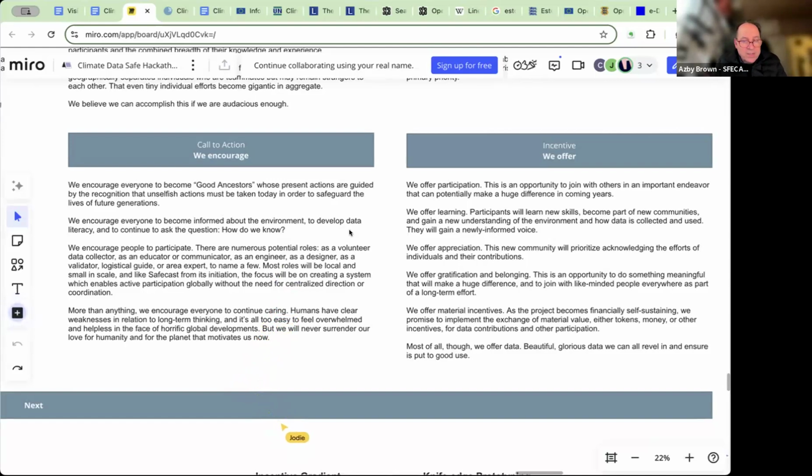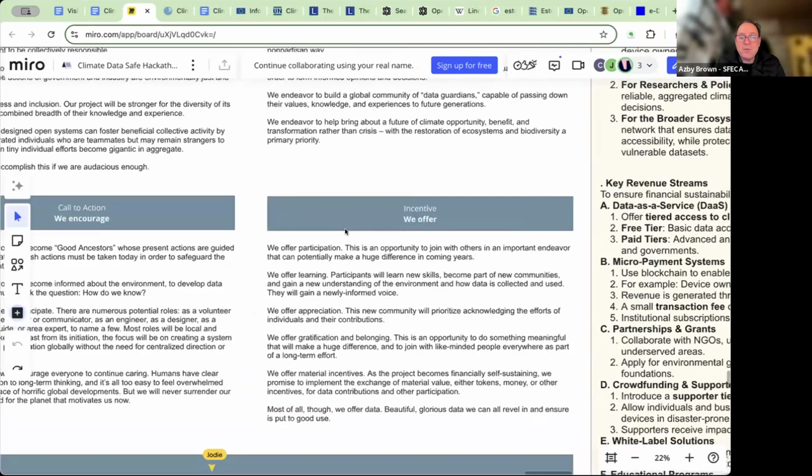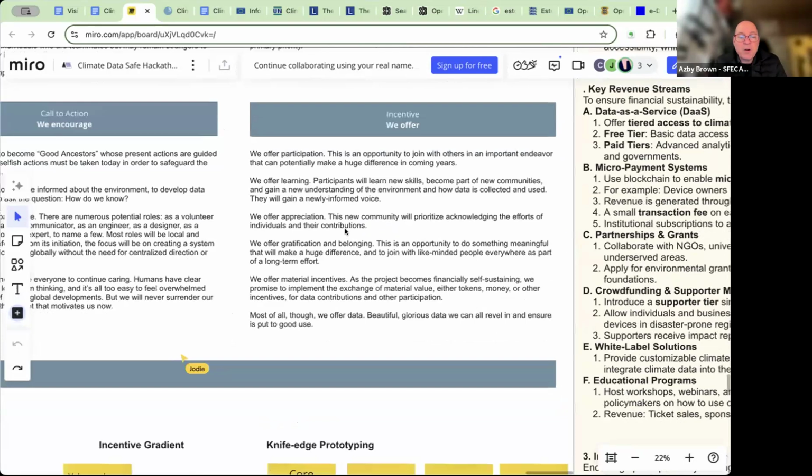Humans have clear weaknesses in relation to long-term thinking, and it's all too easy to feel overwhelmed and helpless in the face of horrific global developments, but we will never surrender our love for humanity and for the planet that motivates us now. Incentive we offer. We offer participation. This is an opportunity to join with others in an important endeavor that can potentially make a huge difference in coming years.